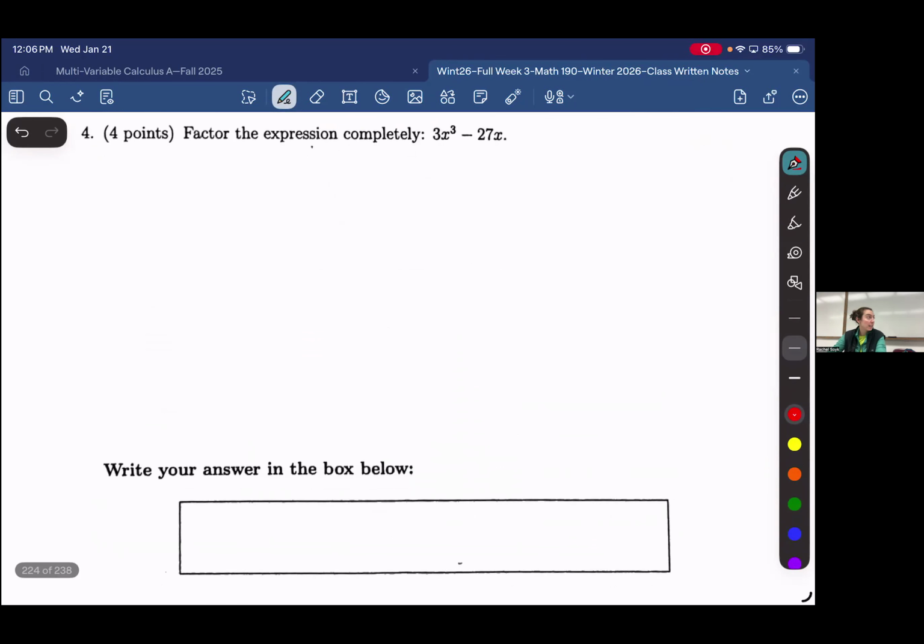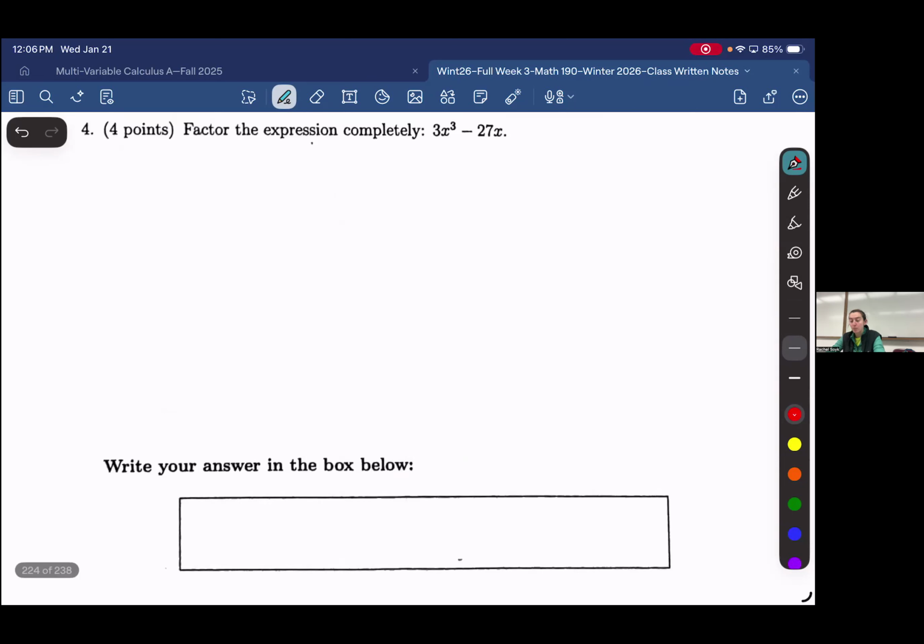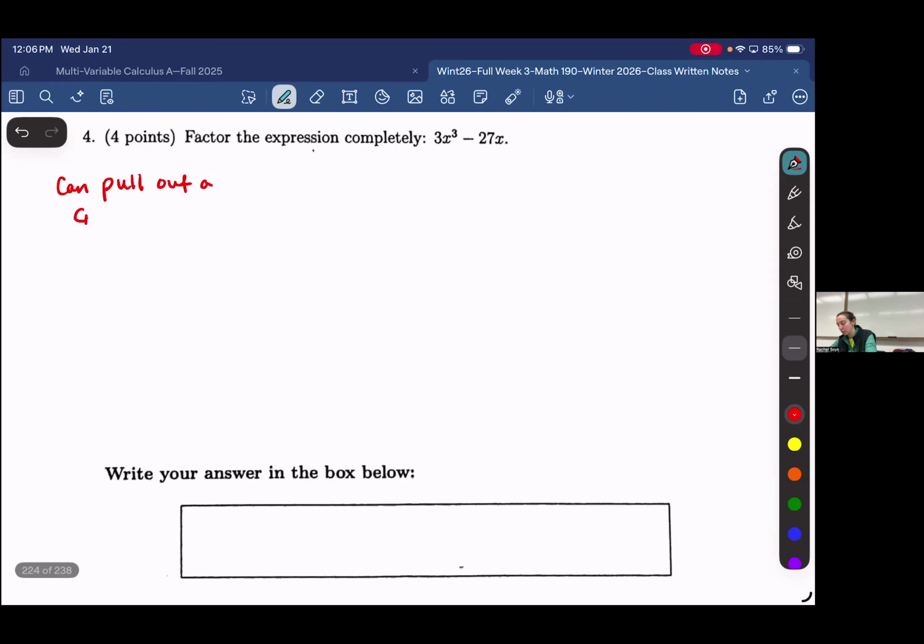asking us to factor the expression completely. Now, anytime it's asking you to factor, your first thing that should pop into your head is, can I pull out a GCF, a greatest common factor? And can we here? Yeah, we can.